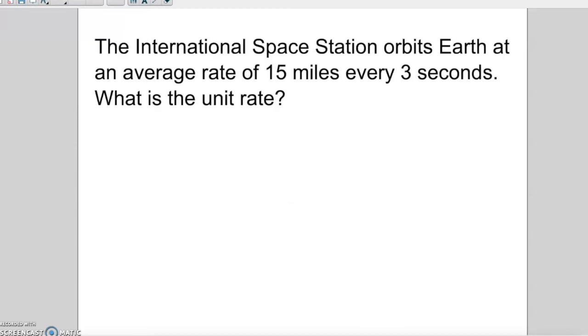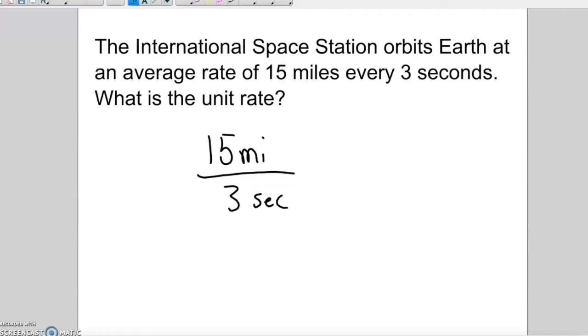Now, let's go back to this International Space Station. So the International Space Station orbits Earth at an average rate of 15 miles every 3 seconds. So I'm going to write this. Now notice when I write this, I put the labels in too. Okay? That way I don't get confused. So when you're doing your work, put in the labels.